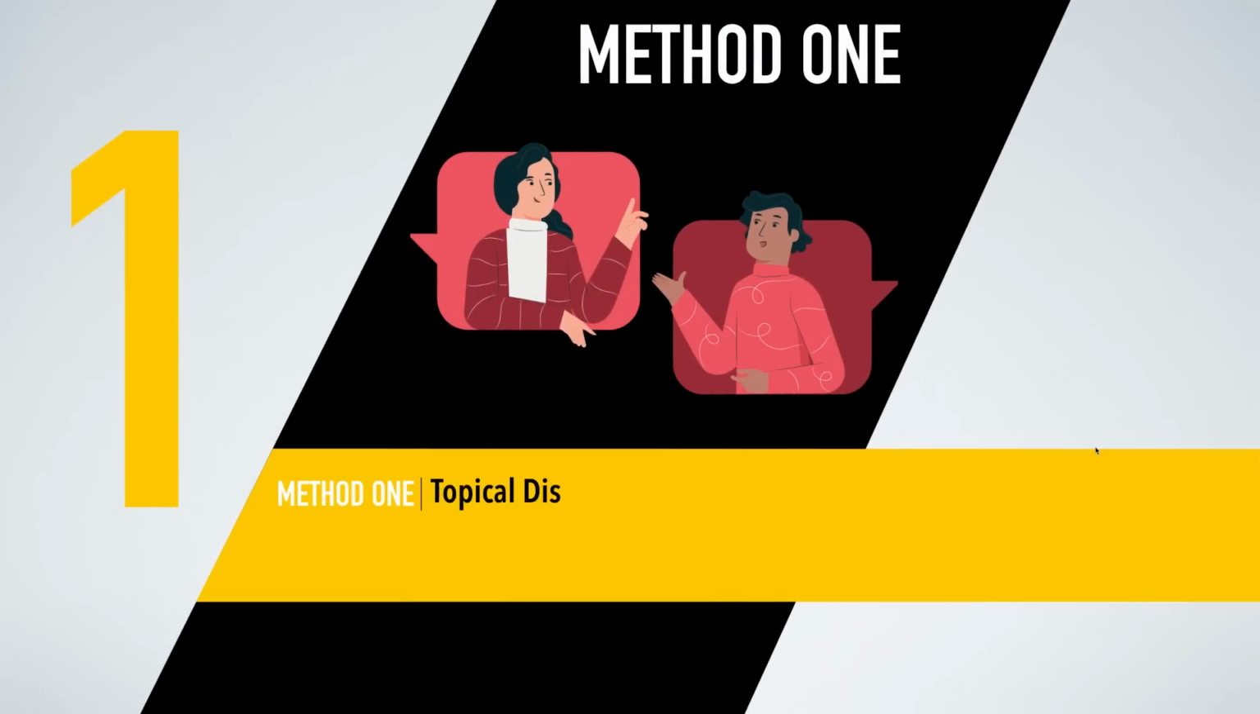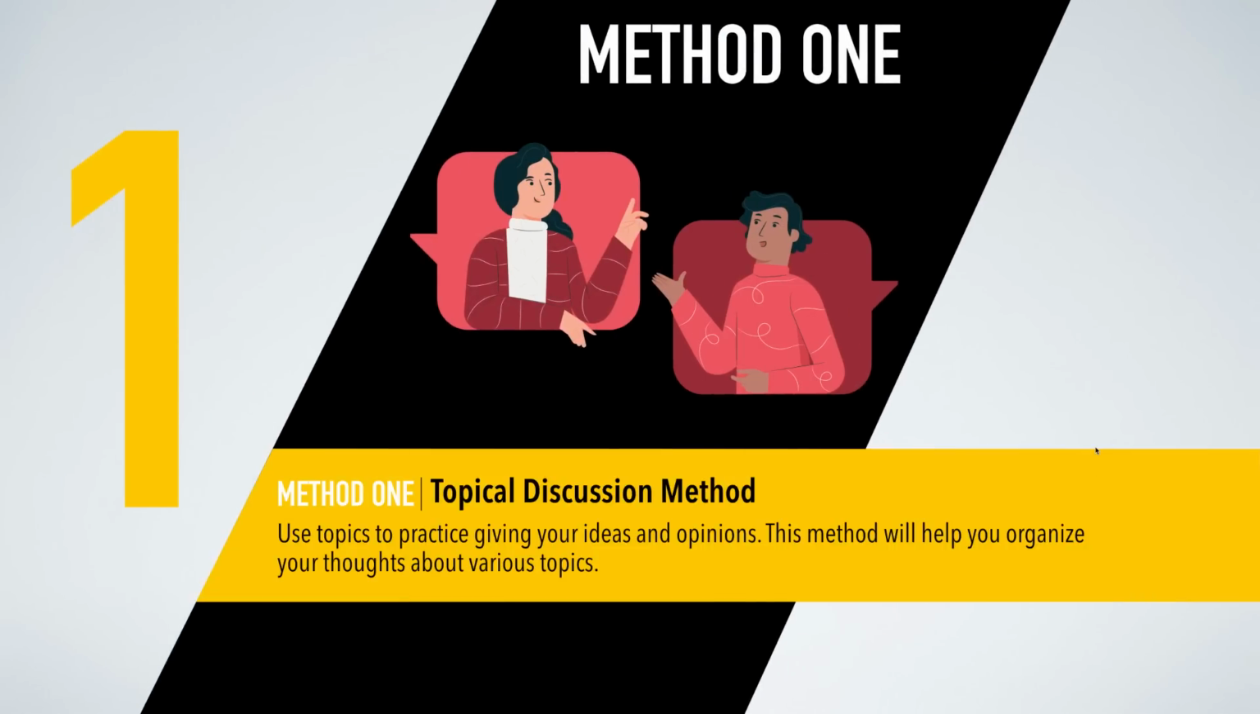Now, method number 1. Method number 1 is called the topical discussion method. You're going to use topics to practice giving your ideas and opinions. This method will help you organize your thoughts about various topics.